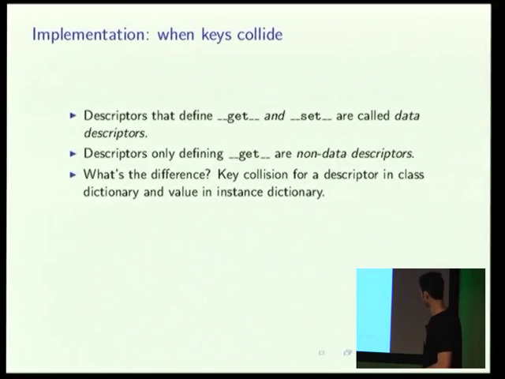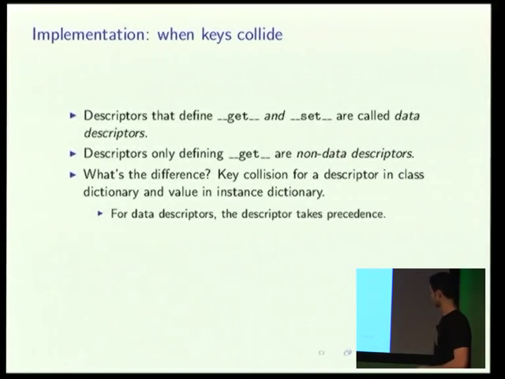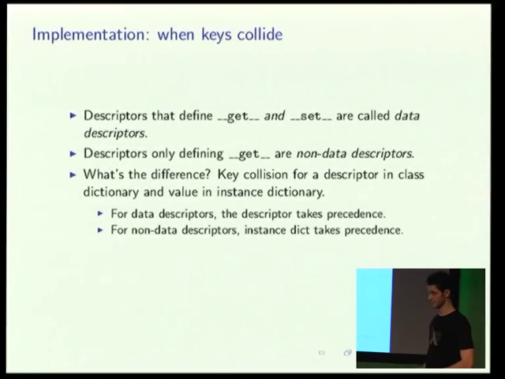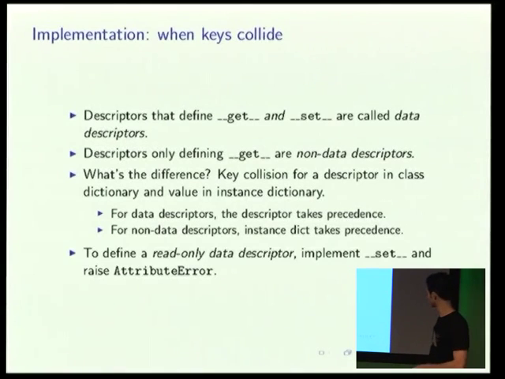So what's the difference? The key collision for a descriptor in a class dictionary and a value in an instance dictionary. For data descriptors, the descriptor mechanism always takes precedence. So the data in the instance dictionary will be ignored in all cases. But for a non-data descriptor, the instance dictionary will take precedence. So you're probably not going to run into issues with this, but it is important to know what the interpreter is actually doing when it resolves the attribute access.